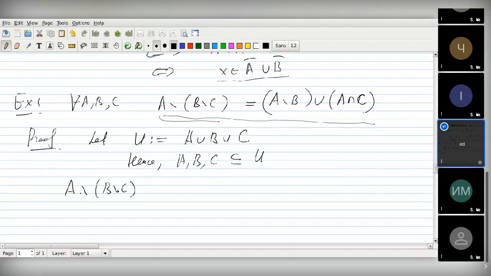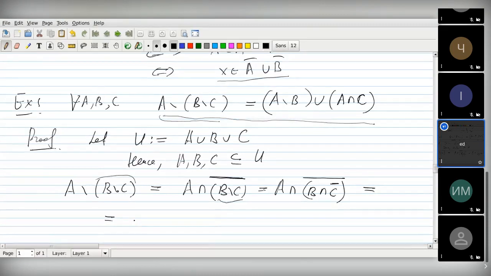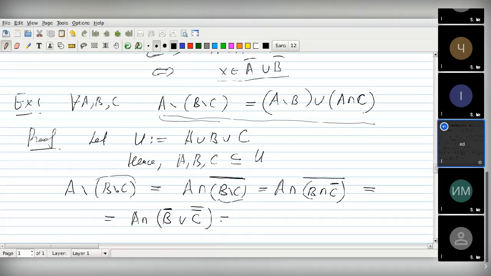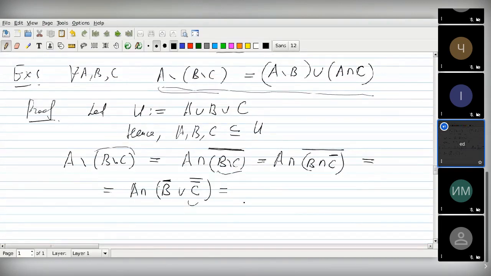Okay, here I have A minus something. It is just A intersected by the complement of this set. But this one might be rewritten the same way. Is it clear? Yes. The complement of the intersection is just the union of the complements. The complement of the complement is the set.